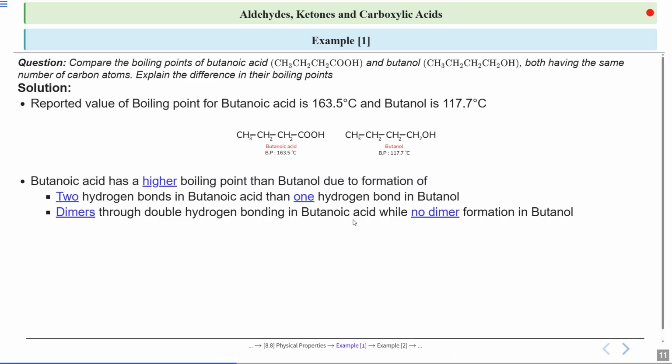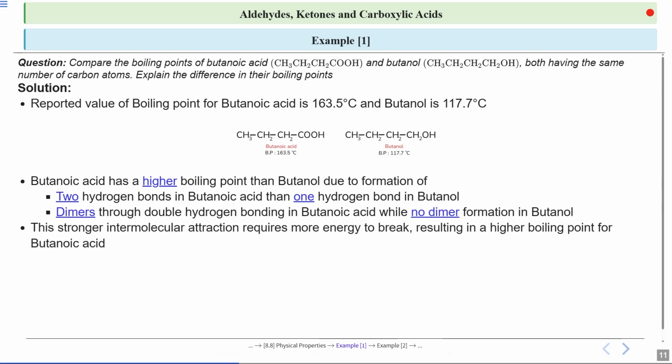Secondly, in butanoic acid there are dimers through double hydrogen bonding. While in butanol there is no dimer formation. Dimers increase the boiling point of butanoic acid. So this stronger intermolecular attraction due to strong hydrogen bonding requires more energy to break, and that results in the higher boiling point for butanoic acid. Okay, if you look at this particular diagram over here, students, here you will see there is butanoic acid.